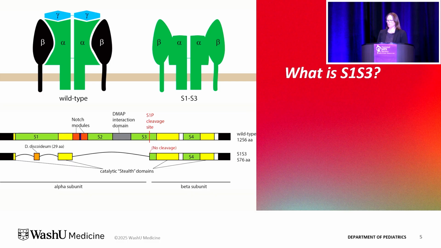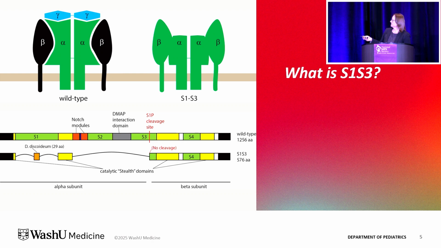So what is S1S3? Stuart Kornfeld's laboratory, including Lin Lu and others, developed a modified version of the normal or wild type PTase that's a little bit smaller but contains the pieces of the alpha and beta subunits of the PTase, and doesn't bind to the gamma subunit.